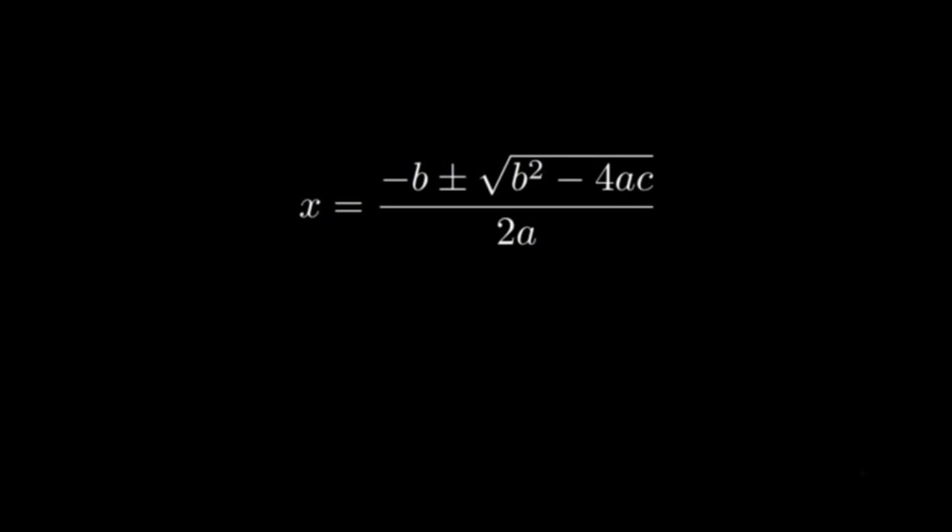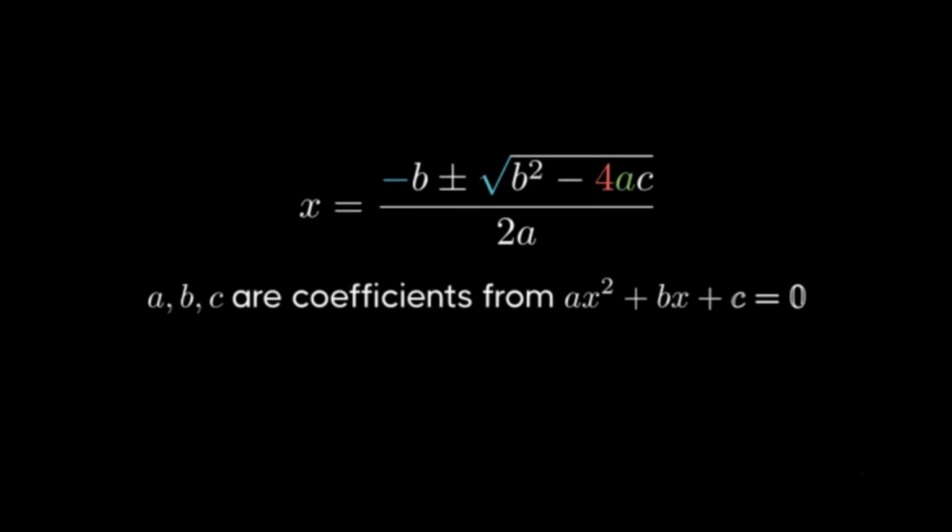To use this formula effectively, we need to understand what each part represents and how they connect to our original quadratic equation. The letters a, b, and c come directly from our standard form of a quadratic equation, ax squared plus bx plus c equals 0. The a is the coefficient of x squared, b is the coefficient of x, and c is the constant term. The expression under the square root, b squared minus 4ac, is called the discriminant. It's one of the most important parts of the formula because it tells us about the nature of our solutions.